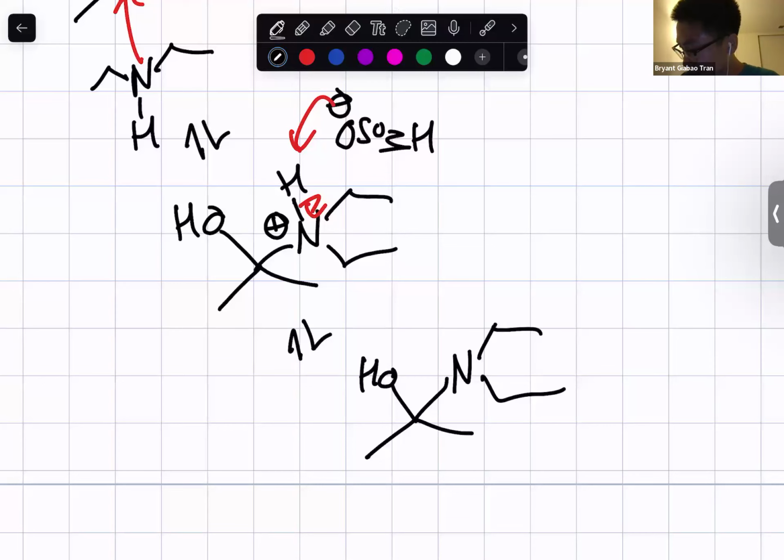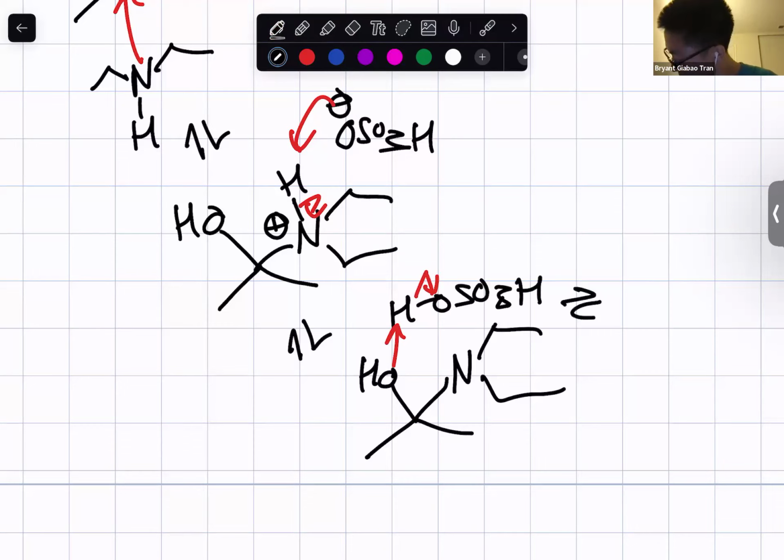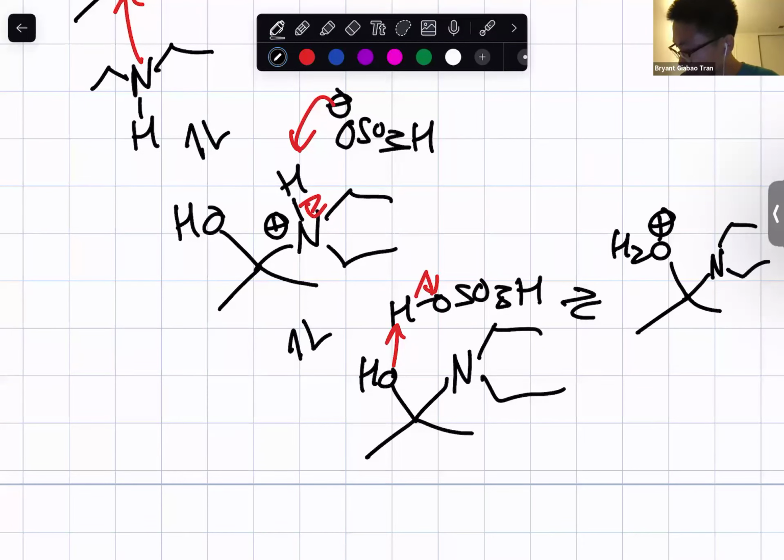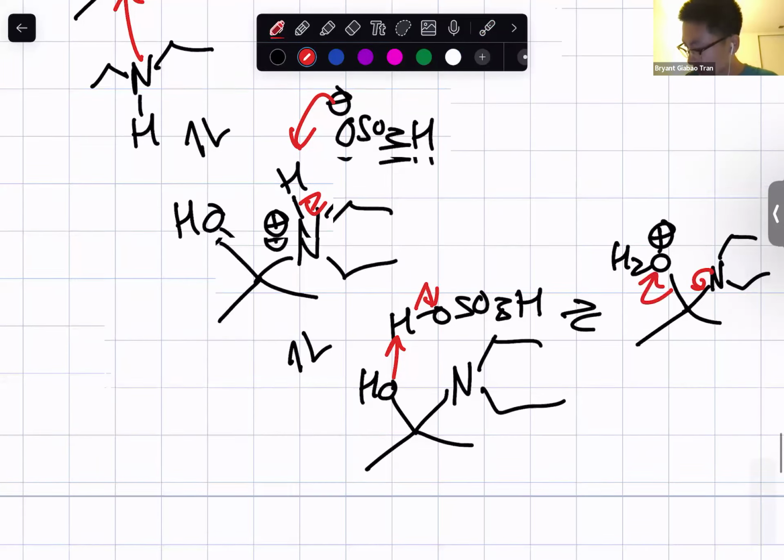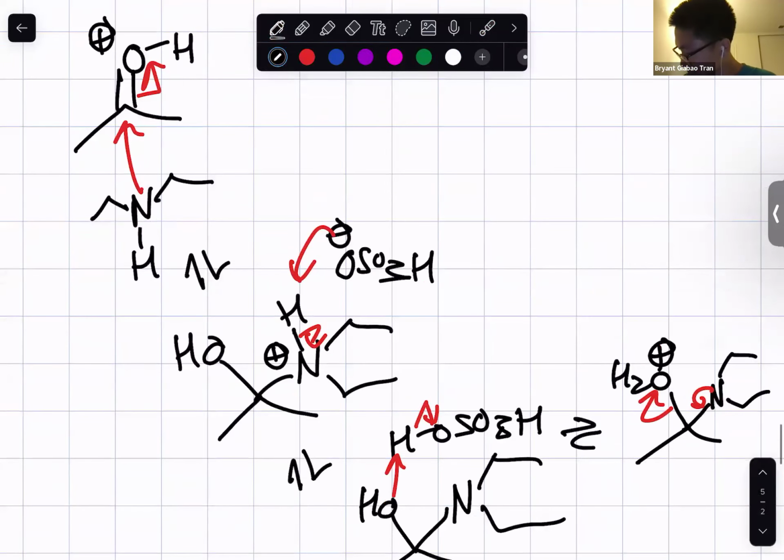Now we want this OH group to leave, but right now it's a bad leaving group. To convert it into a good leaving group, we protonate it and give it a positive charge. Now, at this point here, this drives the good leaving group off by forming the iminium ion, kicking out that good leaving group. And then we get this iminium ion here.